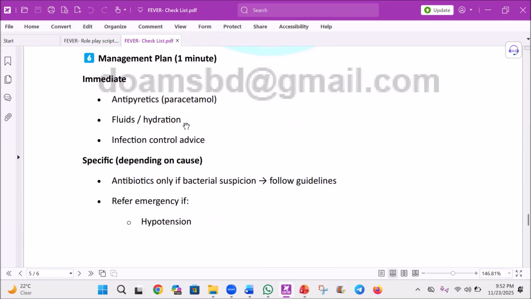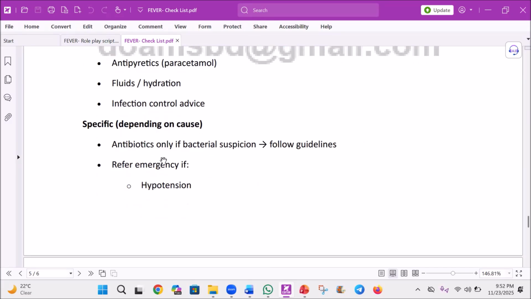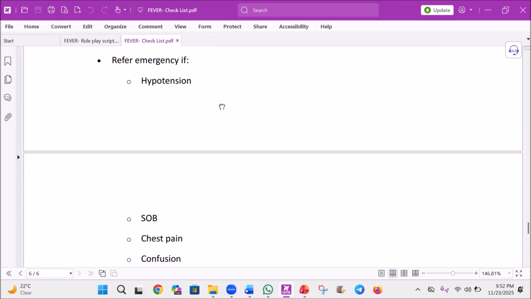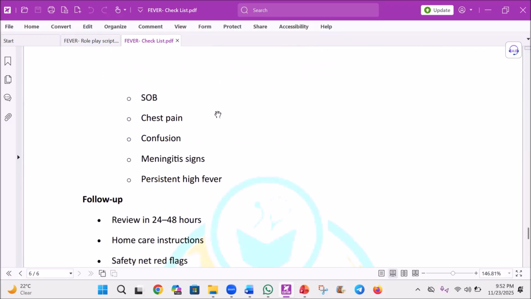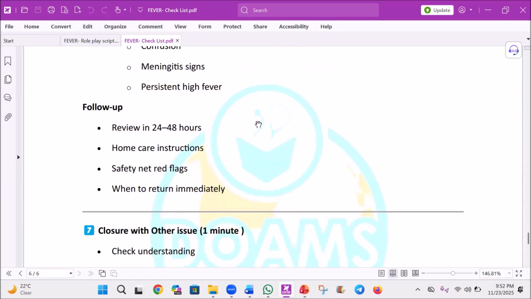Okay, not only family, even in his or her workplace. Specific depending on the cause. Okay, management. If it is viral, we will wait. If enteric fever, we will give treatment for enteric fever. If UTI, we will give antibiotic for the UTI. But any emergency situation, you will refer. Again, the red flags: hypotension, shortness of breath, chest pain, confusion, meningitis sign, persistent fever.